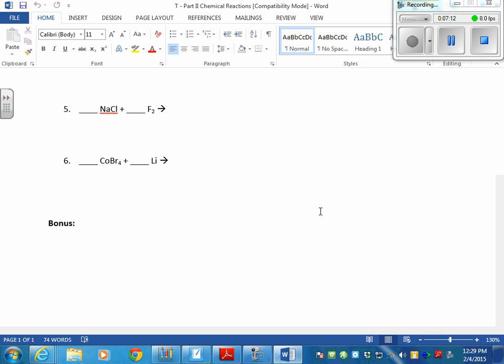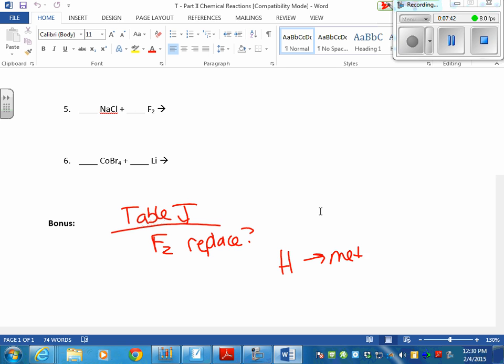Now, this is single replacement, so we're going to look at table J. Table J is nice because we can look at it at the beginning to see if we can actually have to do anything. So if we're looking at number 5, I have fluorine alone. Fluorine is trying to replace who? Metals replace metals generally. Non-metals replace non-metals, okay? Generally. The exception to that is hydrogen. Hydrogen behaves like a metal, okay?